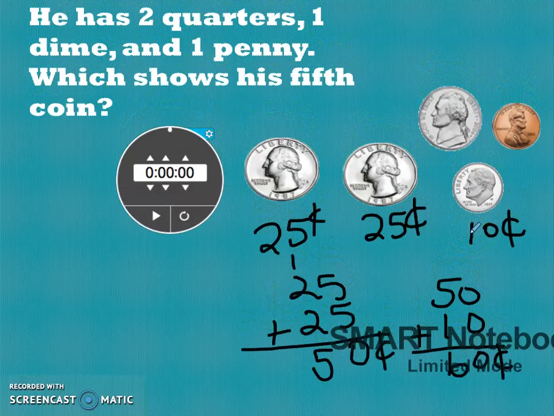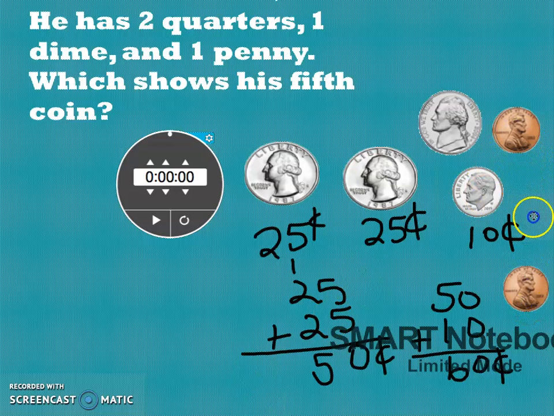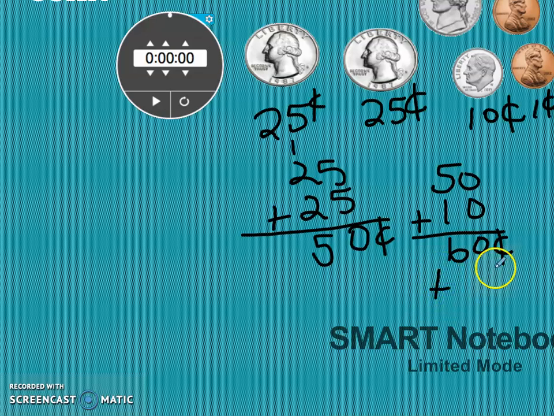And then it says he has 1 penny. The value of 1 penny is 1 cent. So if we add 1 cent at our ones place, 0 plus 1 is 1. Bring down the 6, that's 61 cents that he has.